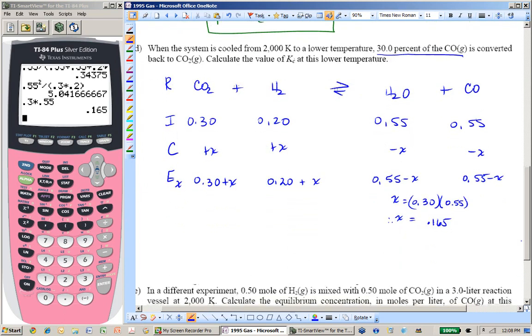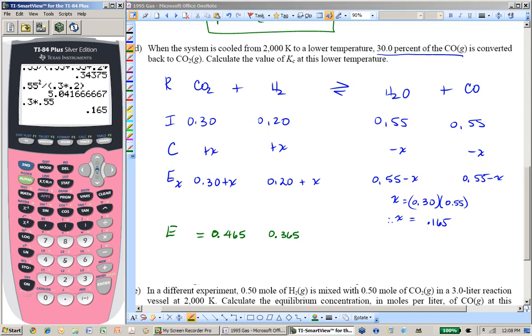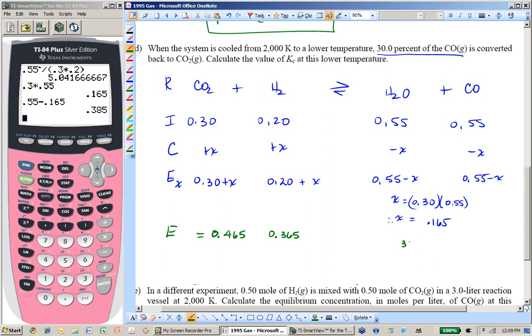I'm going to switch colors on you now because I think it helps your brain process this better. Therefore, the E line is 0.30 plus 0.165, which you can probably do in your head, is 0.465. And this E line is 0.2 plus 0.165, which is 0.365. 0.55 minus, I can't do that in my head. Not today. Not at this late hour of the day. All right, so 0.385 twice.